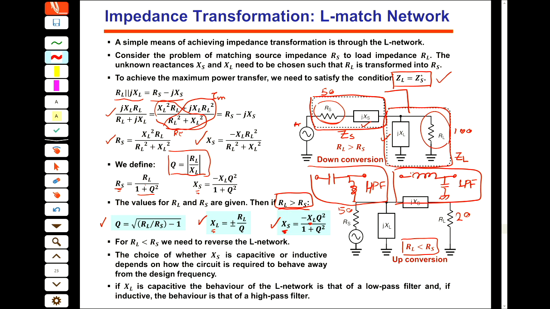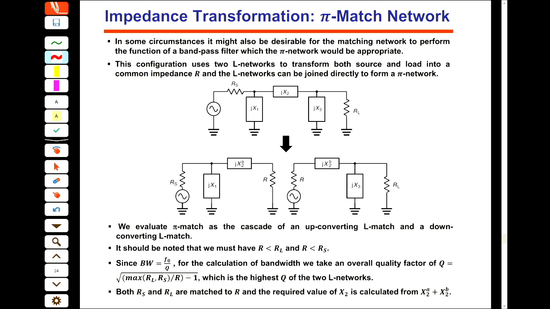So this is a method by which we can convert a resistance into another resistance with just two elements, L and C. Is it clear? If it's clear, then we go to the pi match.